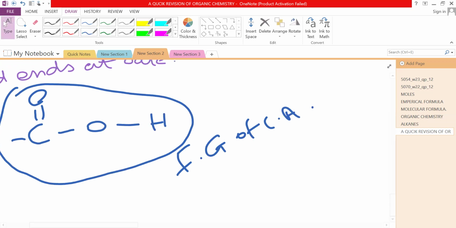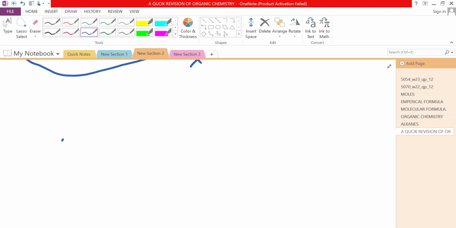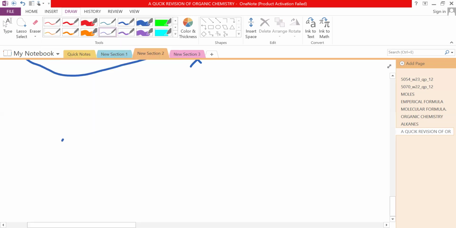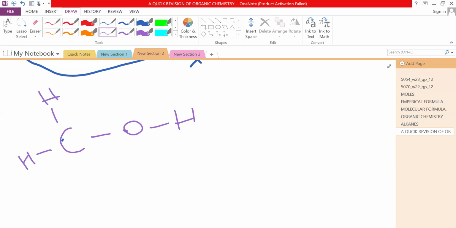Let's look at a few examples. The structure I am drawing right now is of methanoic acid. Sorry. So it contains 1 carbon. Here is a hydrogen, here is a hydrogen. Here is the double bond of oxygen. Here is the single bond of oxygen, and this OH. So this is methanoic acid.